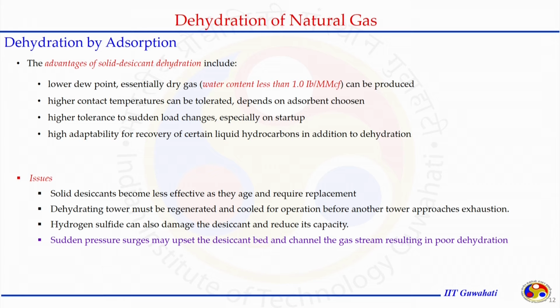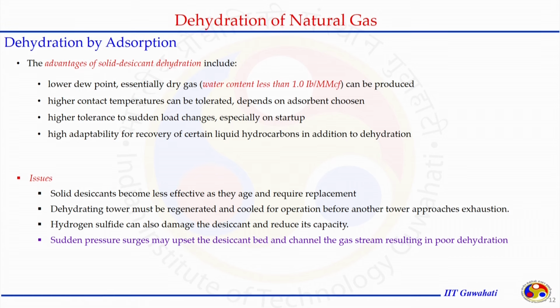It is a part of the process. The dehydration tower must be regenerated. As mentioned, there should be a standby adsorption tower which is under the regeneration mode, or is already regenerated. So, it can be used when the first tower is put under the shutdown mode, and that should be regenerated and cooled for operation before another tower approaches exhaustion. Means when we need the second tower, it must be ready, otherwise the operation needs to be shut down.